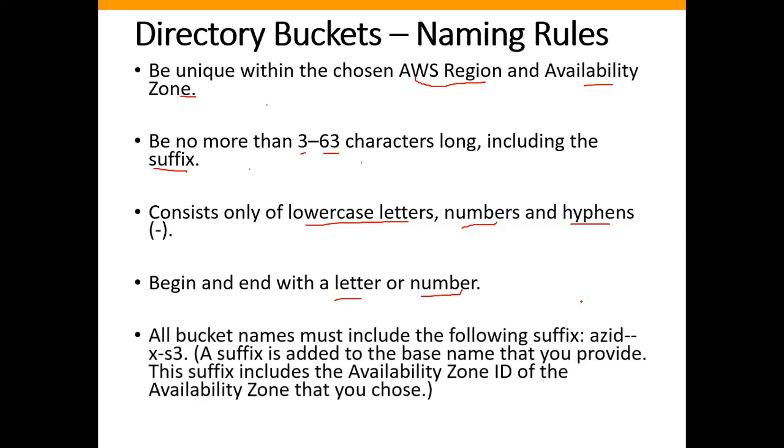It must begin and end with a number or letter. Now, what is the suffix? Whenever we give the name to our bucket, we also need to give this. First, we need to give the availability zone ID. Then 2 hyphens. Then x, 1 single hyphen, and then s3. It is mandatory. And don't worry, you don't need to type this manually. Whenever we select the availability zone while creating the directory bucket, when we give the name, the system will automatically select this suffix. You just need to give the base name of the directory bucket.